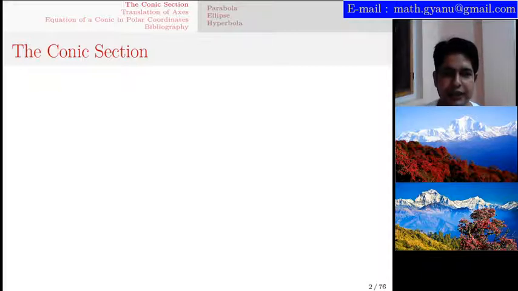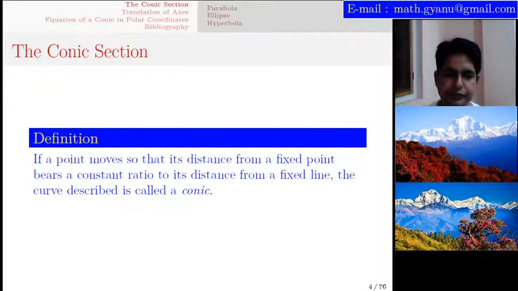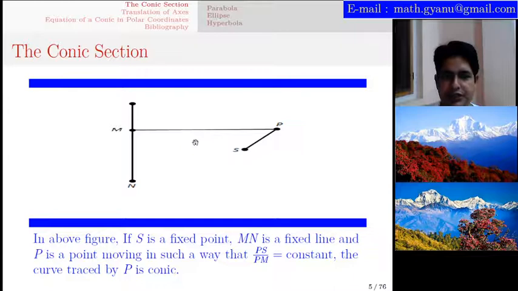First of all, we define conic. Definition: if a point moves so that its distance from a fixed point bears a constant ratio to its distance from a fixed line, the curve described is called a conic. Observe this figure. Consider S as a fixed point and MN as a fixed line. Then the locus of a point P, which bears a ratio PS by PM equal to constant, the curve traced by the locus of point P is known as the conic section.